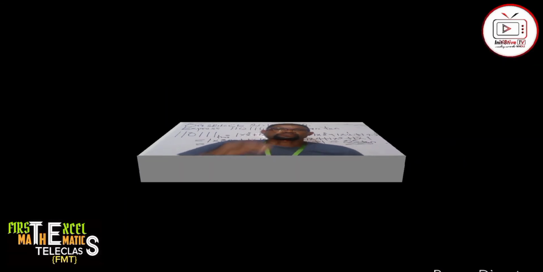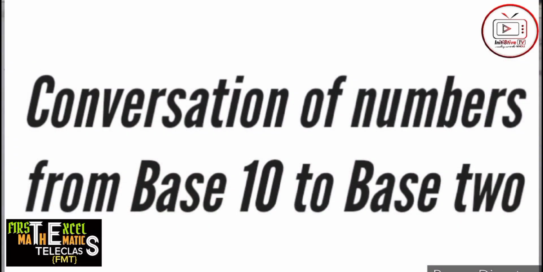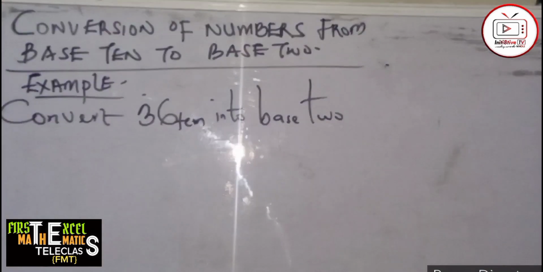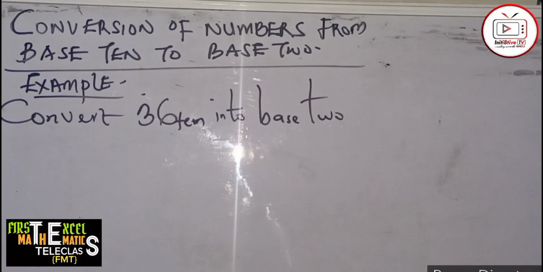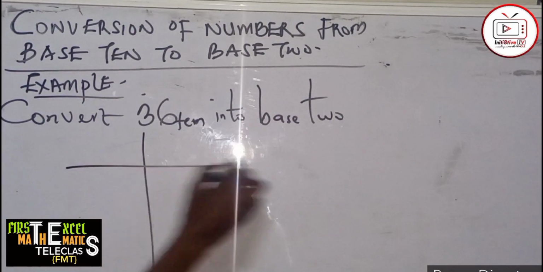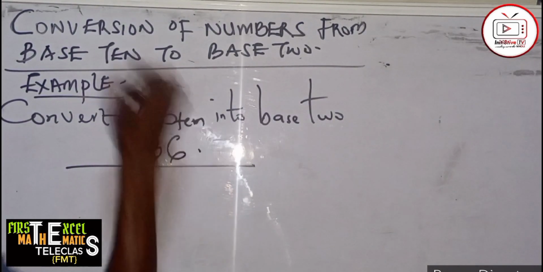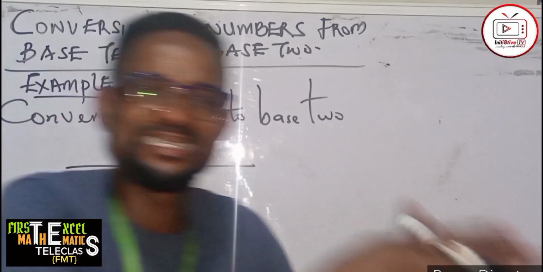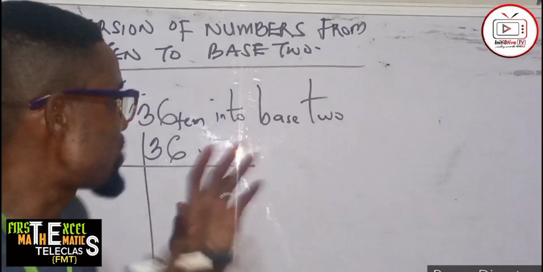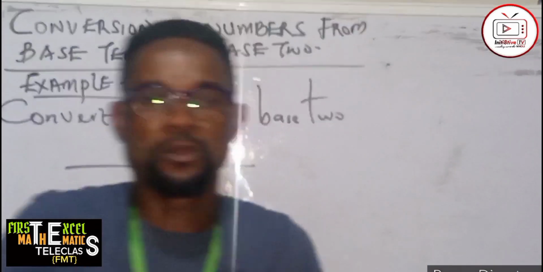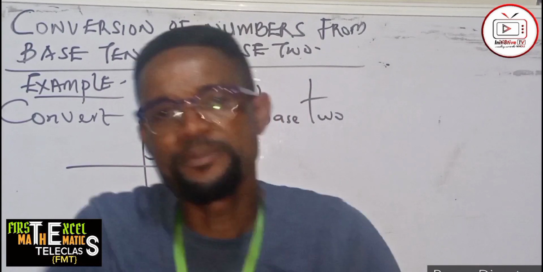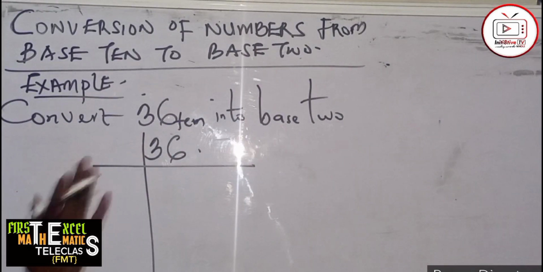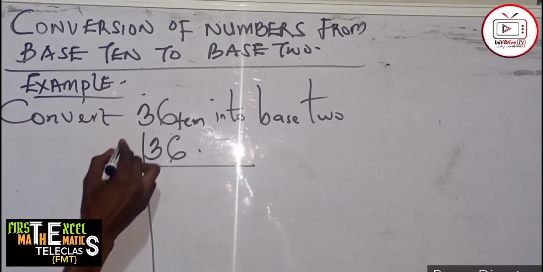And moving on, we'll talk about conversion of numbers from base 10 to base 2. Convert 36 base 10 into base 2. We will be dividing by 2. Why am I dividing by 2? Because the question says to convert from base 10 into base 2. If the question is convert to base 5, I will be dividing by 5. Convert to base 7, I will be dividing by 7. But here we are going to convert to base 2, so I divide by 2.